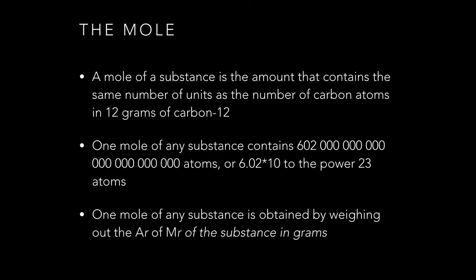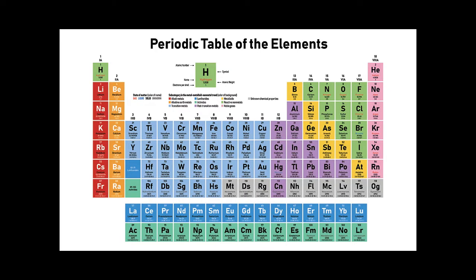Now, 1 mole of any substance is obtained by weighing out the AR or the MR of the substance in grams. Now, AR stands for atomic mass, MR stands for molecular mass. Now, how exactly do we work out an AR or MR of a substance?